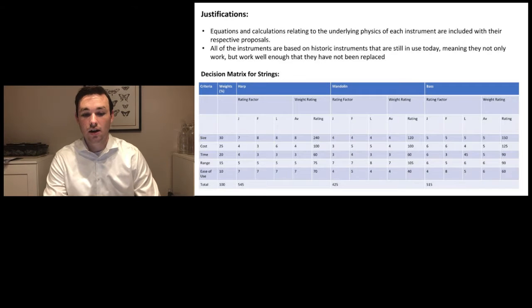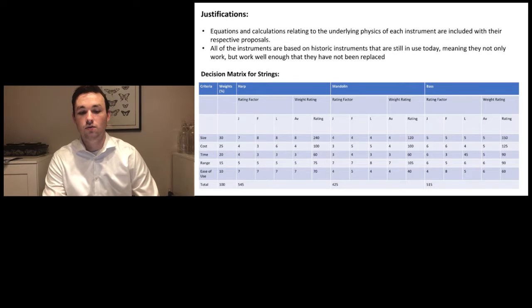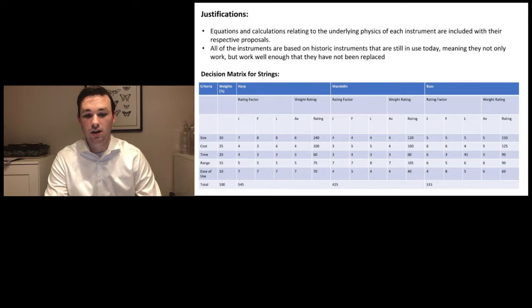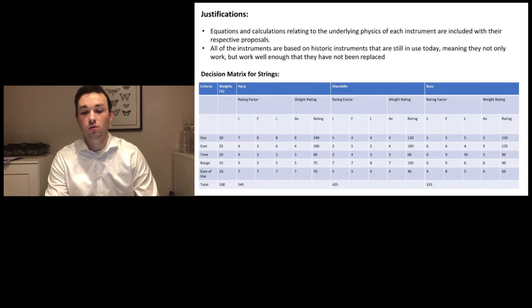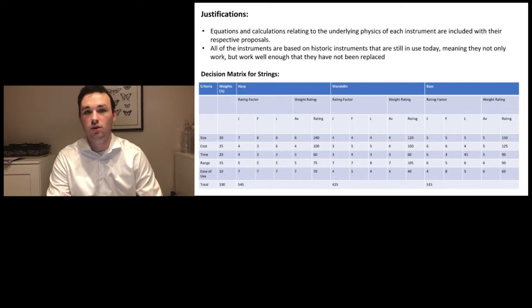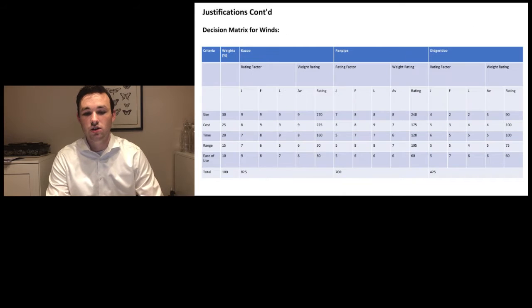And lastly, we have our justifications for all of the choices that we made. As you can see, we showed you the equations and calculations that we used to make sure our instruments would work. All of our instruments are also historical instruments that have progressed to the modern day, meaning that they do actually work as instruments. And then you can see our decision matrices, which we used to make the decisions on which instruments.